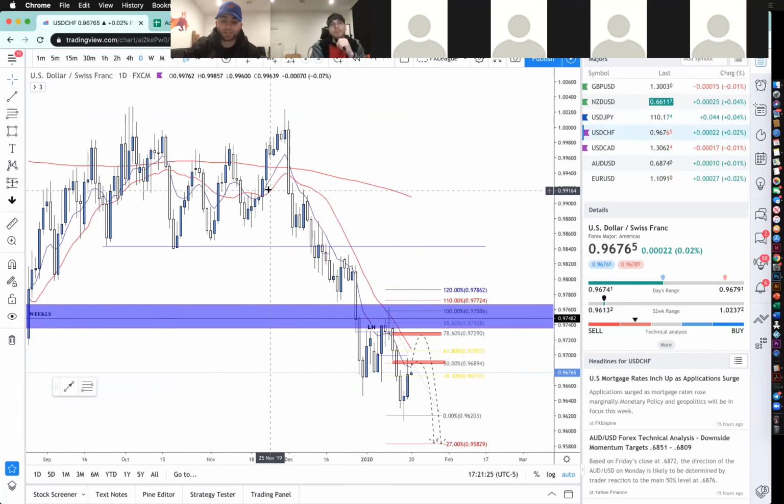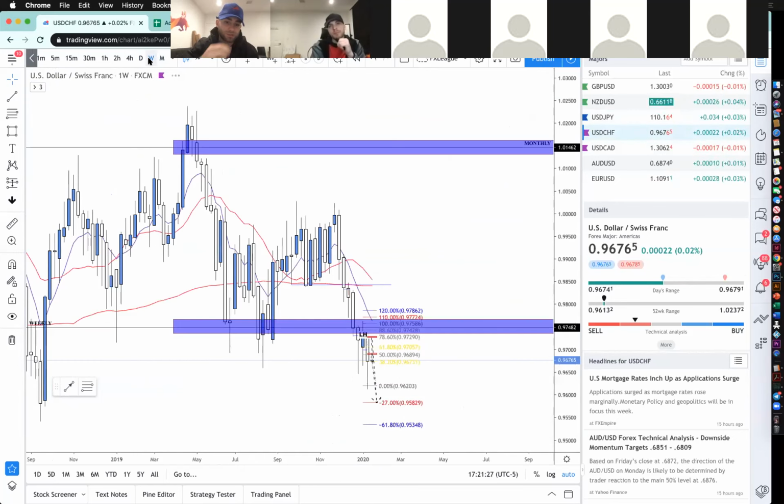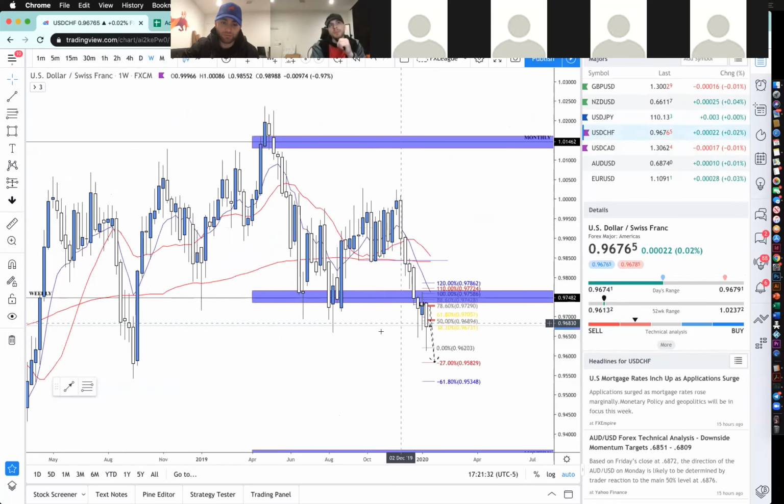We got USD CHF. So this is interesting. USD CHF, we fell below the support level.